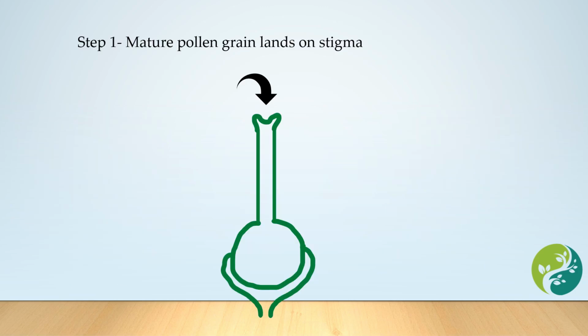The first step of reproduction is when a mature pollen grain lands on the stigma. We know that pollen grains are developed on the anther. So the movement of pollen grain from anther to the stigma is known as pollination. It is the first step of reproduction.